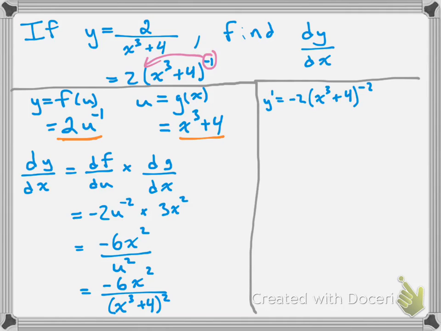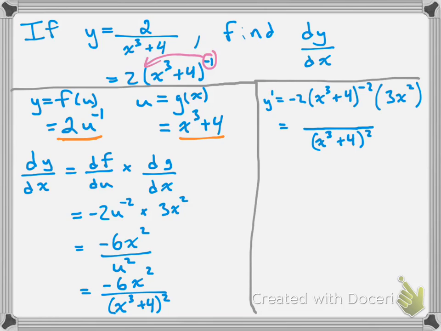Now I have to multiply by the derivative of my inside function, which in this case is going to be 3x squared. So now we can clean this up a little bit. So I want you to notice that I have a factor of -2, that's going to stay up top. I've got a factor of 3x squared, that's going to stay up top. And then I've got x cubed plus 4 to the power of -2. Well, since it's a negative exponent, I know that's going to go to the bottom. So let's see here. I can write x cubed plus 4 to the power of 2 on the bottom, so I can write it with a positive exponent.